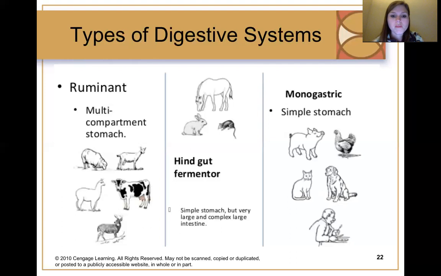Hindgut fermenters would be having a simple stomach but a very large intestine and cecum. So that would be horses and rabbits. And then monogastrics would be your simple stomach animals. So that would be pigs. And then also we talked about chickens, even though they have a little bit of a modified system. And then cats and dogs, and then people as well, humans. We have simple stomachs, so we are considered monogastrics.